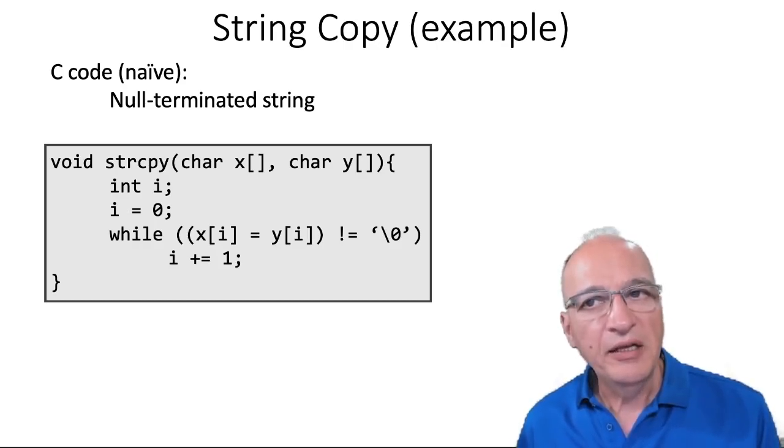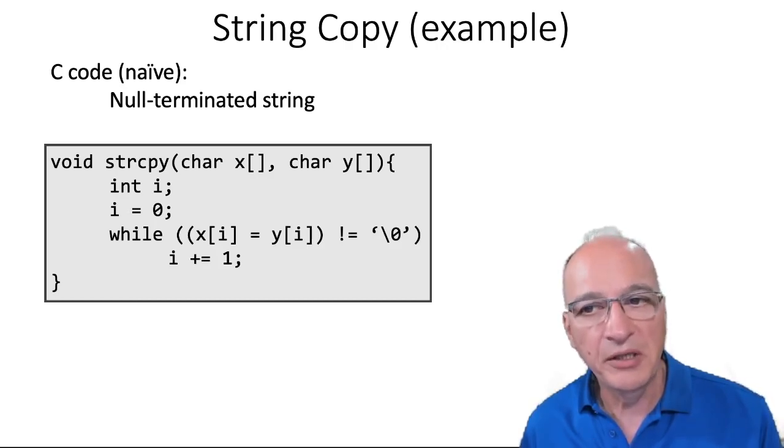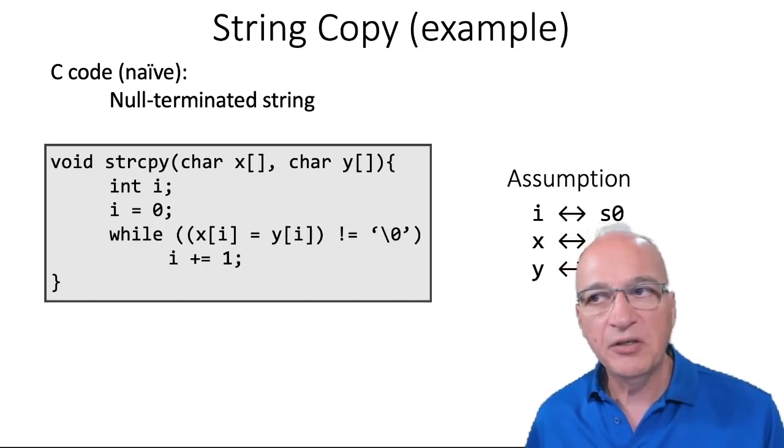There is an i that will be used as an index, initialized to 0. Then inside the condition of the while loop, there is an assignment that assigns the value of y sub i to x sub i before testing whether that value that was just assigned is different from 0. If the value just assigned was not 0, then the index i is incremented and we continue the operation. If the value of y sub i assigned to x sub i was 0, then we terminate. So that's the operation of this string copy.